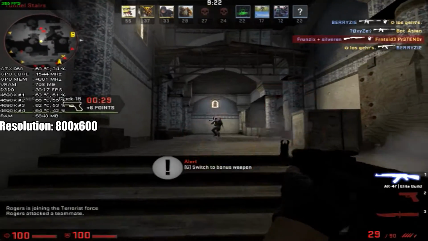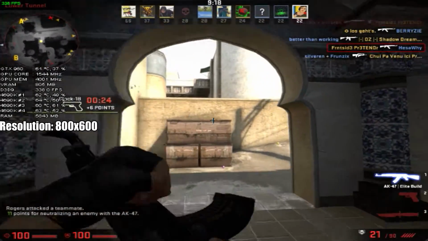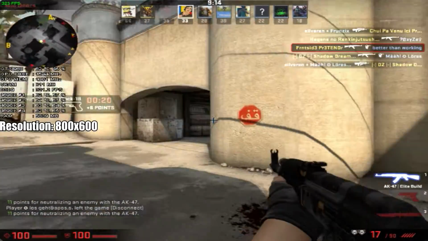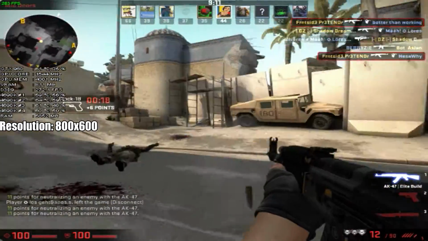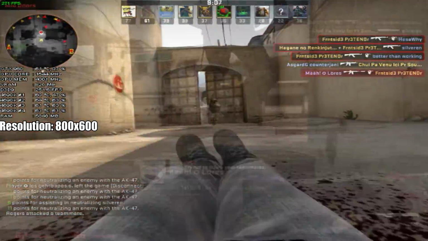I'm moving on to 800 by 600. This is basically a square. If you don't play stretched, the FPS starts very high. You'll see at the end in my graph, it does get some dips, but mostly it does stay quite high.